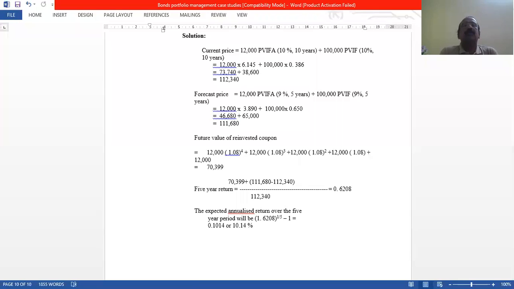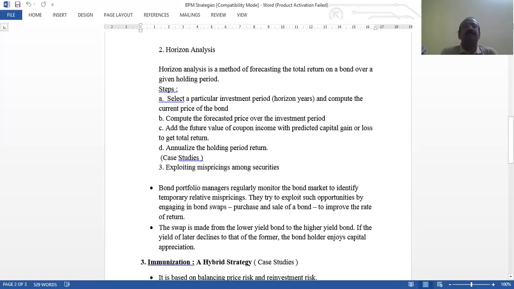The steps we have for horizon analysis. Now look at the steps. First step, select a particular investment period or horizon period, and compute the current price of the bond. The first case, the horizon period was 4 years. Second case, the horizon period was 5 years, and get the current market price. Then second, compute the forecasted price of the invested period. Then find out the total return. Add the future value of coupon with the predicted capital gain or loss to get the total return.